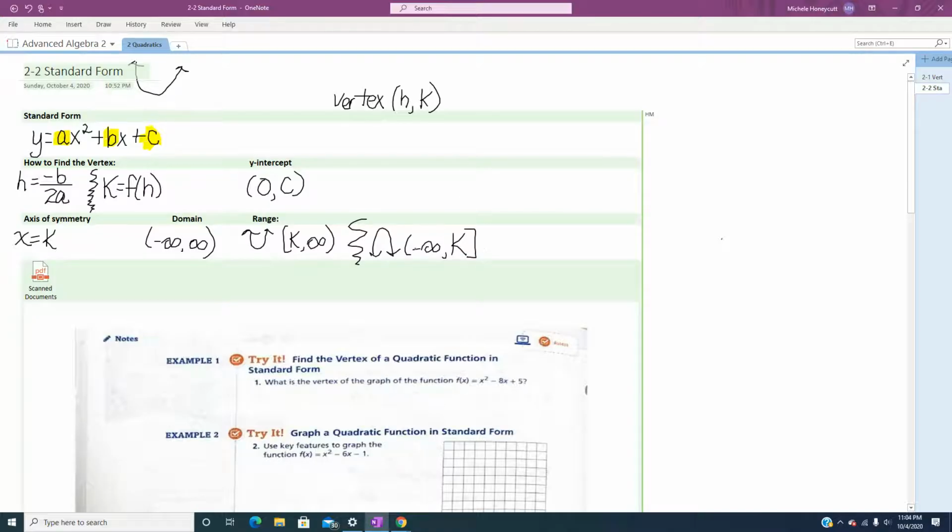Now, how do I know if it opens up or it opens down? You look at this a value. Also note this a value here is the same a value that you saw in the vertex form. So the a in standard form is the same a in vertex form.